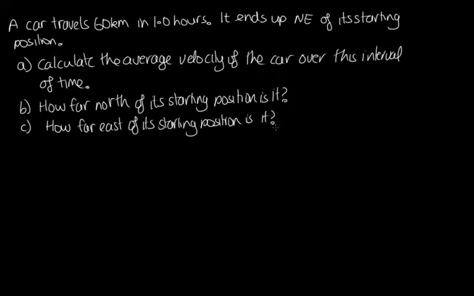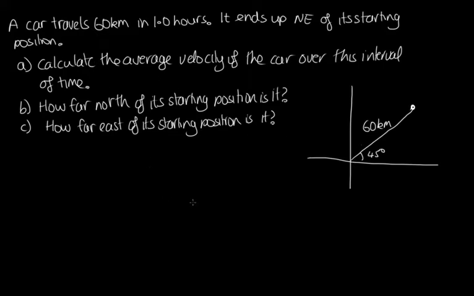So to answer this question, it's a good idea to start by drawing a diagram. So here's our diagram. The car ends up 60 kilometers northeast of its starting position. So it ends up here, and this is a distance of 60 kilometers. This is an angle of 45 degrees as it's northeast.